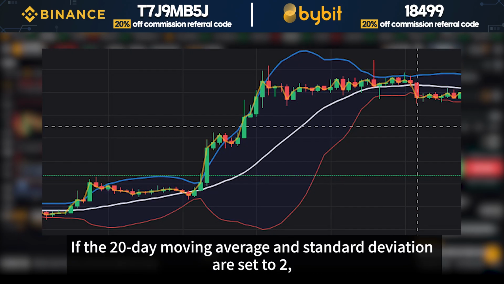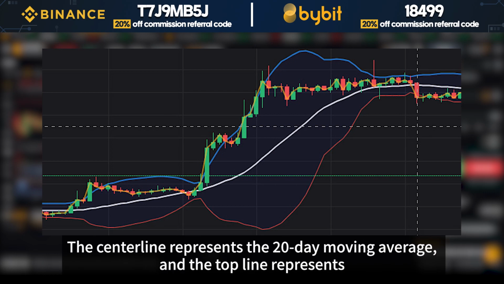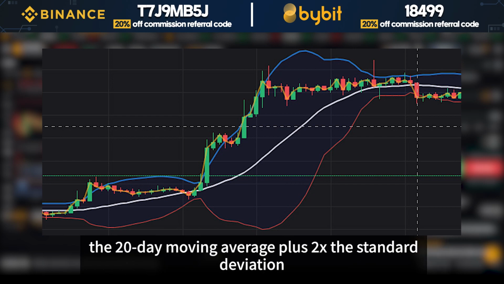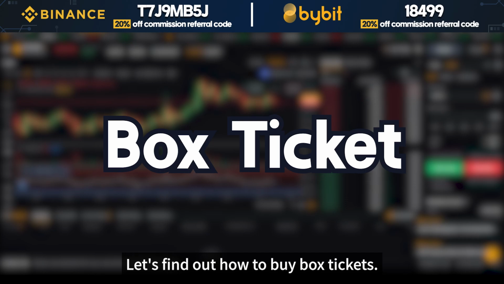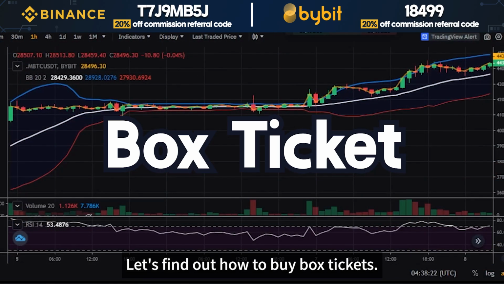If the 20-day moving average and standard deviation are set to 2, the center line represents the 20-day moving average, the top line represents the 20-day moving average plus 2x the standard deviation, and the bottom line means the 20-day moving average minus twice the standard deviation. Let's find out how to buy box tickets.